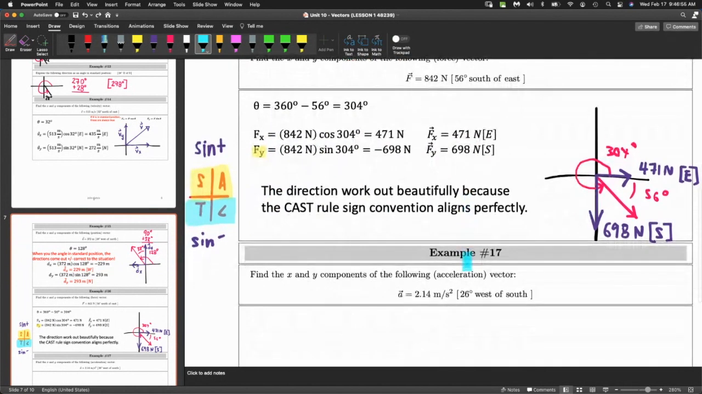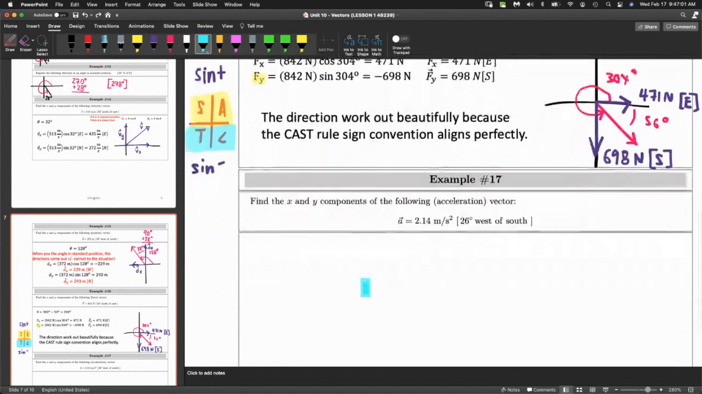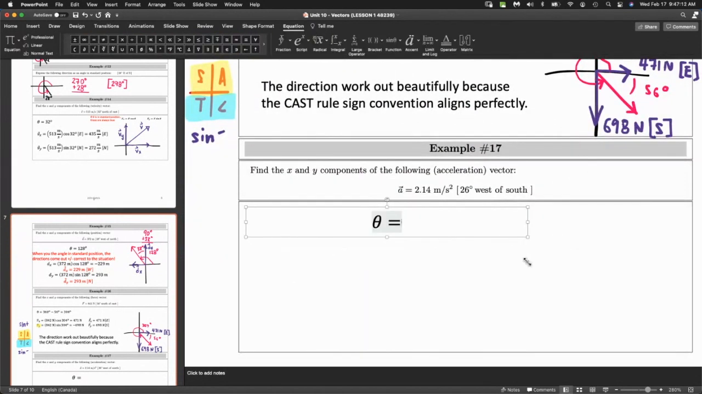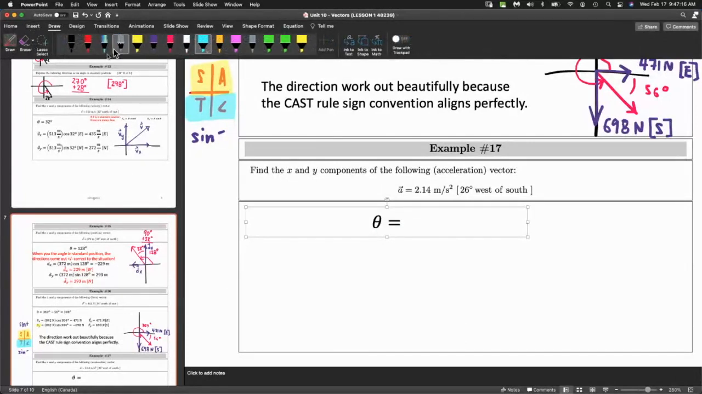Let's keep on going here and try some more examples, and maybe take away a little bit less of the drawing and focus more on just the computation. In this case, what is the angle in standard position? I'll draw the picture for that, but then proceed with the calculations independent of the diagram. So 26 degrees west of south, that's 26 right there. So what's the angle then? Instead of 26, what angle do you get here?